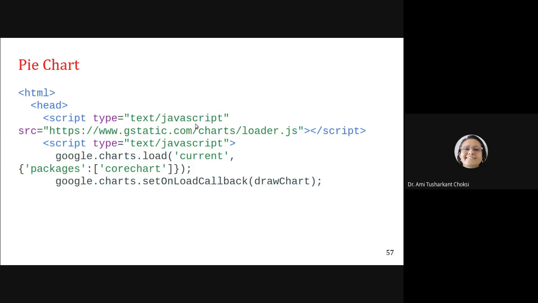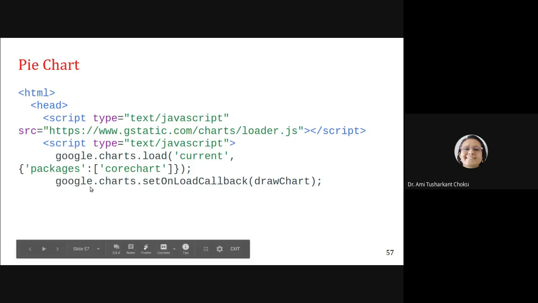Script type is equal to text/javascript, and we are loading the Google Chart API. So google.charts.load current, packages: corechart. What we are doing is loading whatever packages we require of the Google Chart API, and that is the core chart, the default, or you can say the packages we want to have to draw the chart. So that is the core chart.